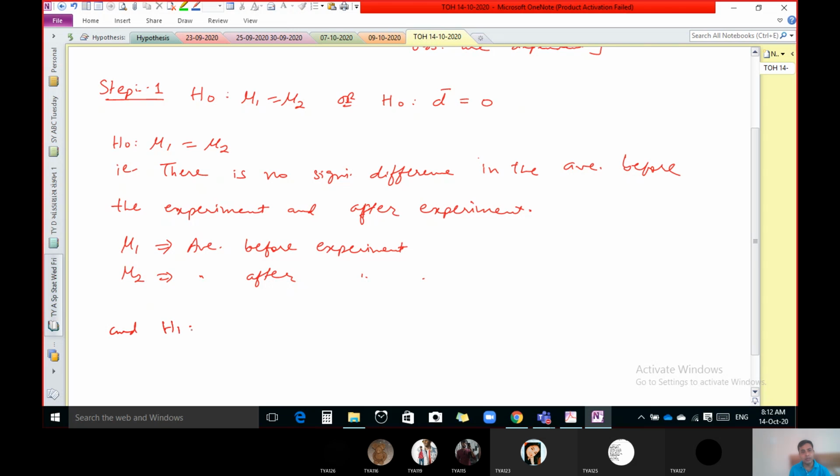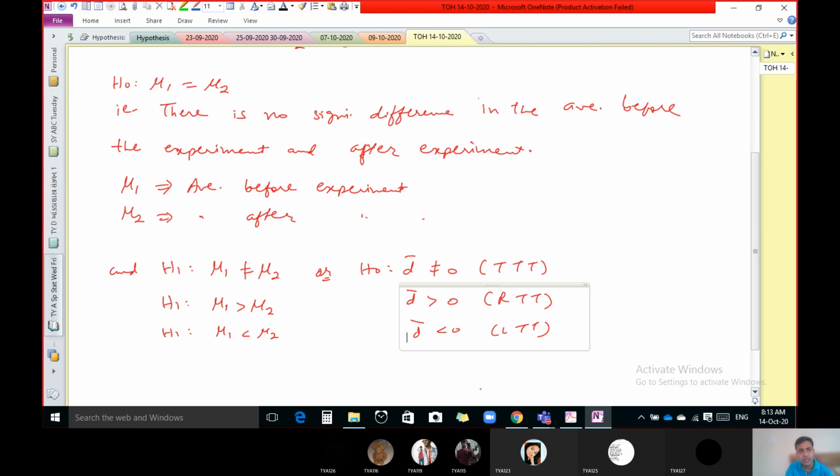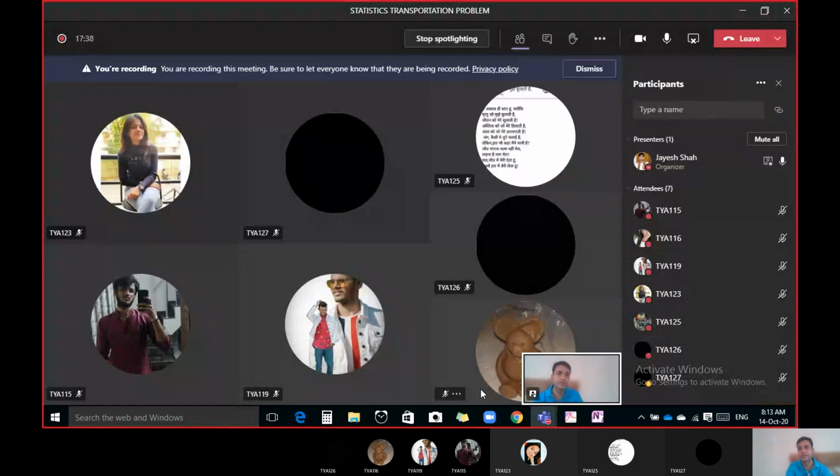And for the alternative hypothesis, you can write mu1 not equal to mu2, or you can write d bar not equal to 0. That is a two-tailed test. Or you can write H1 is mu1 greater than mu2, or H1 is mu1 less than mu2. Same way here, d bar greater than 0, d bar less than 0. This is a right tail test and this is a left tail test. Now, does any of you have any problem in this? Let us discuss first of all. Any problem to anybody?